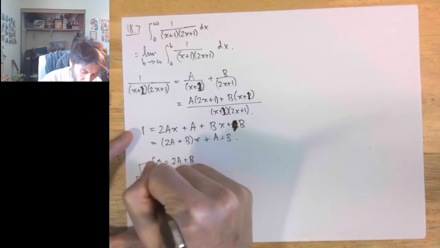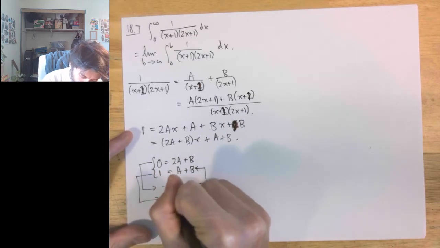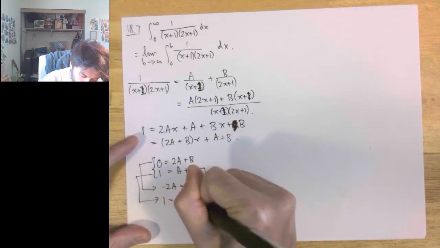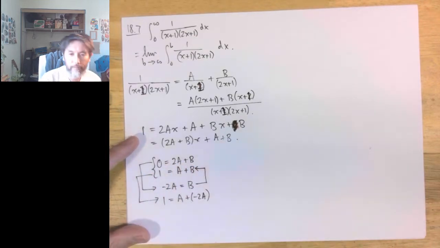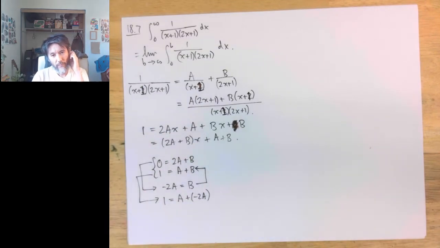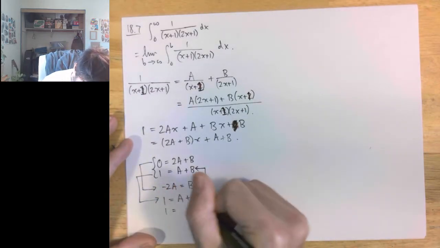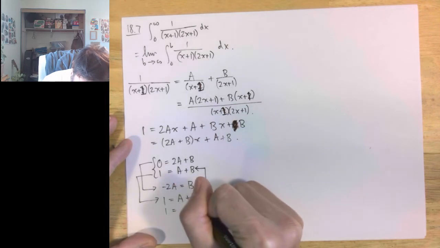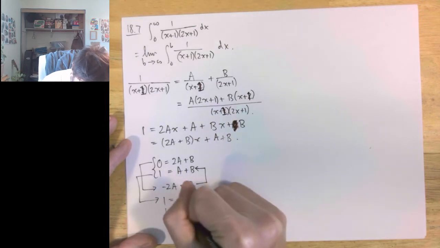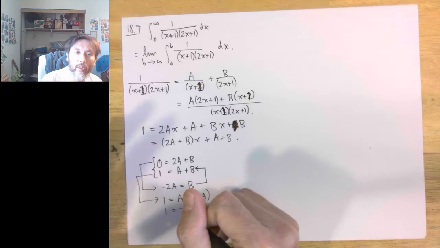And if I do that, what I learn is that 1 is equal to a plus negative 2a, right? And now this is like an 8th grade, maybe even 6th grade problem. You know how to solve this. This means that 1 is equal to a plus negative 2a, which is negative a, so that a is equal to negative 1.